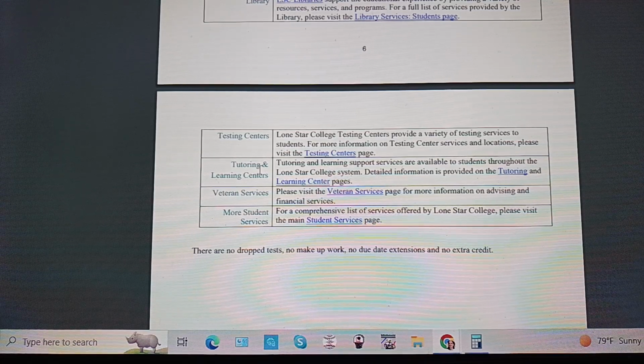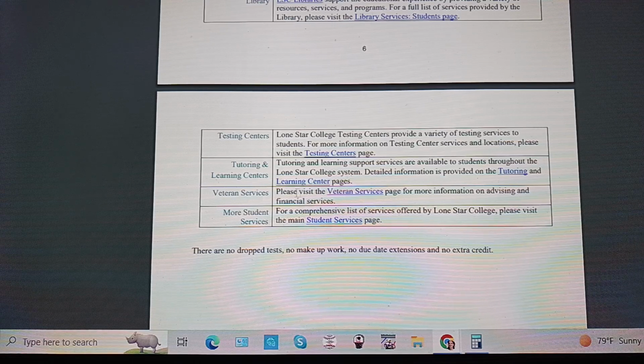But you just take a test in My Math Lab. So they put this in the syllabus still, but we don't use these at all. These are more for in-person classes. If somebody has like an emergency and say they're in the hospital and they miss a test, then they could make up a test in the testing center.